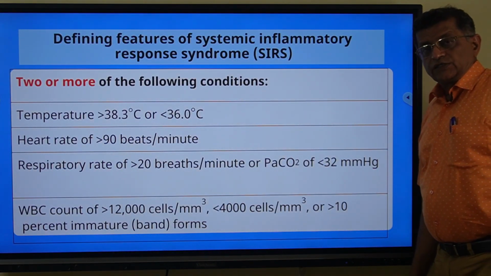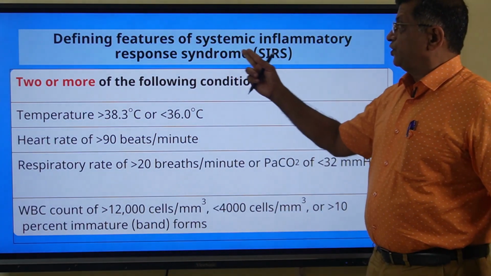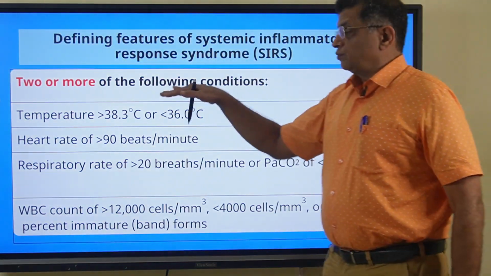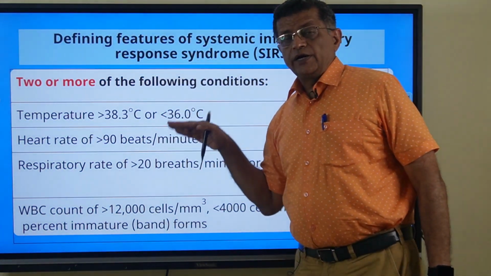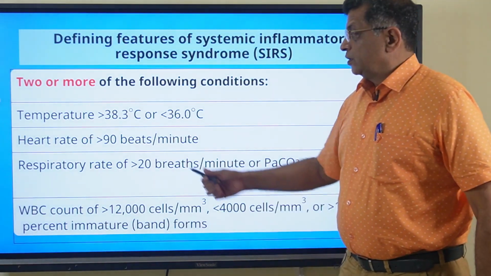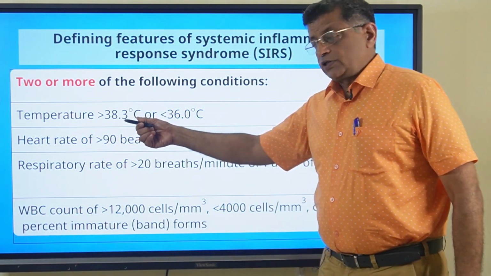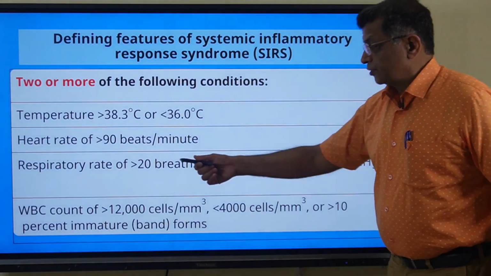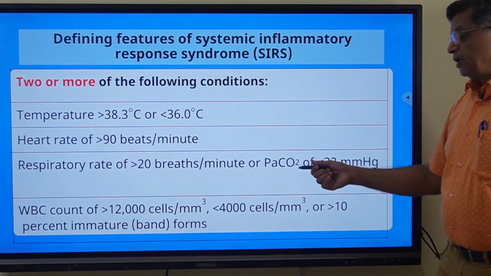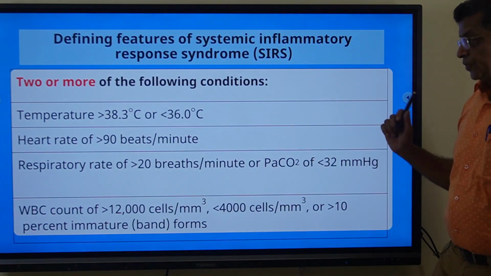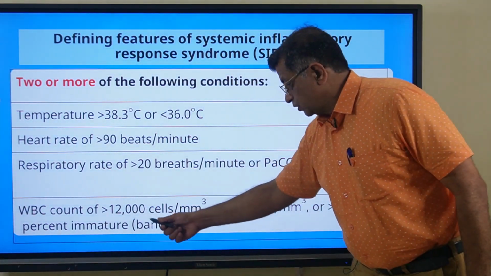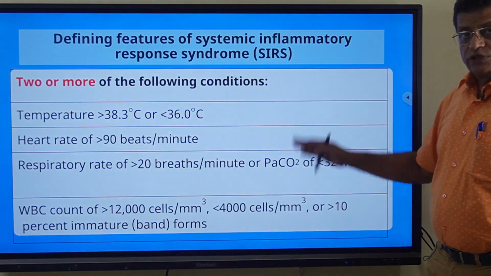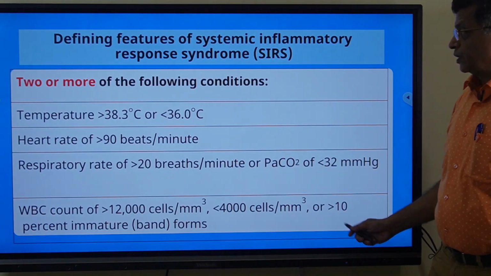Another system that is simpler to use is defining features of systemic inflammatory response syndrome, or SIRS. Two or more of the following conditions, if present, indicate severity: temperature more than 38.3 or less than 36, heart rate more than 90, respiratory rate more than 20 or PaCO2 less than 32, and WBC count of more than 12,000 or less than 4,000. So if any two of these are present, then it's severe pancreatitis.